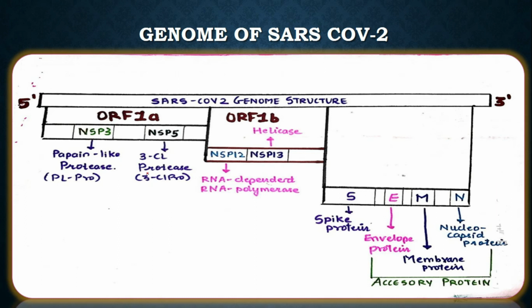Coronavirus has the largest known RNA genome among RNA viruses, with a size ranging from 27 to 32 kbp, that is kilobase pair. Kilobase pair is a unit used to measure the length of nucleic acids, because the genome is made up of nucleic acids only.